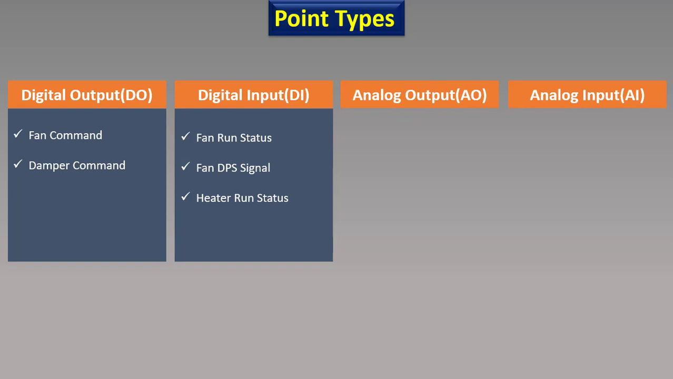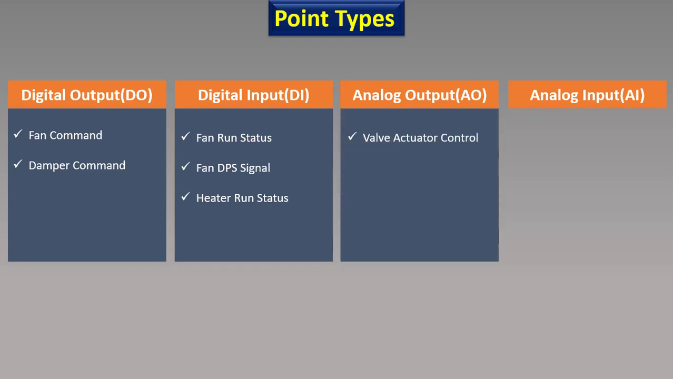And then we have an analog output. Analog signal is a continuous signal. It can be a 0 to 10 volt signal or 4 to 20 milliampere signal. Examples of analog output signals are valve actuator control for the modulating control valve. We need this valve to be open from 0 to 100%.